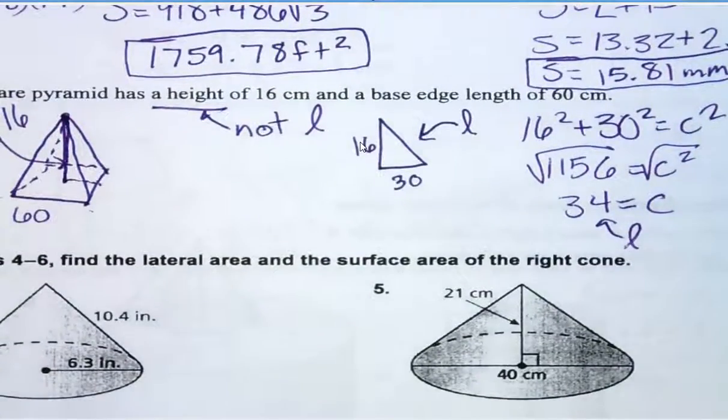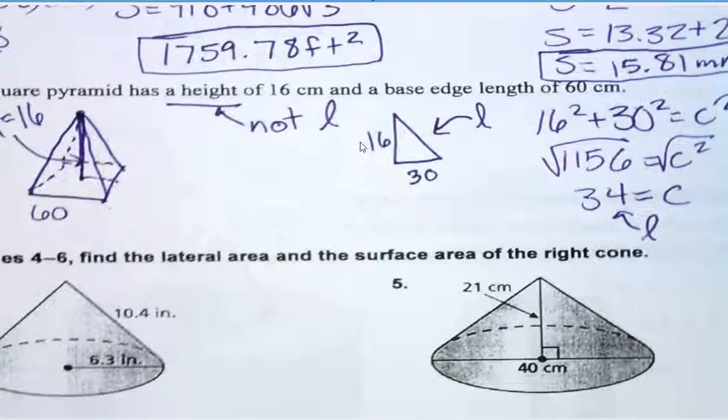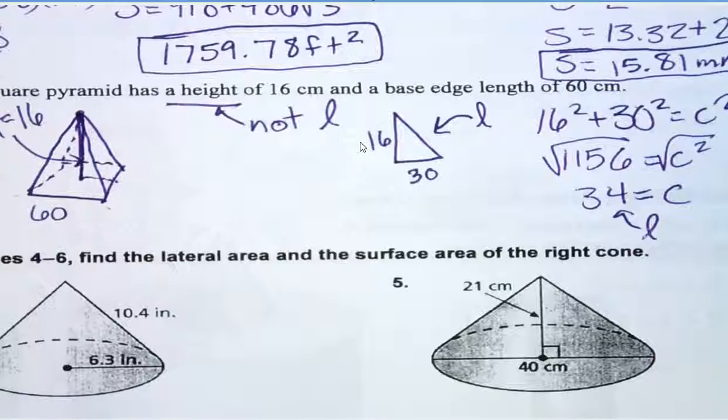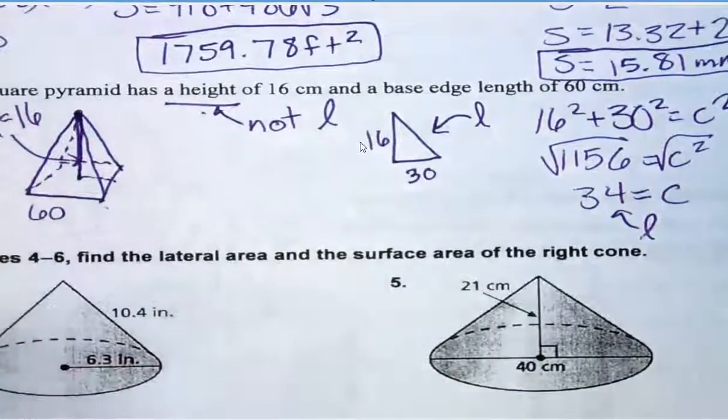This is a really easy problem to read and just think that you already have the slant height and then get it wrong. So just make sure you read the questions. It will specifically say the word slant height. If it just says height, you have to use the Pythagorean theorem. So, height means not the slant height.